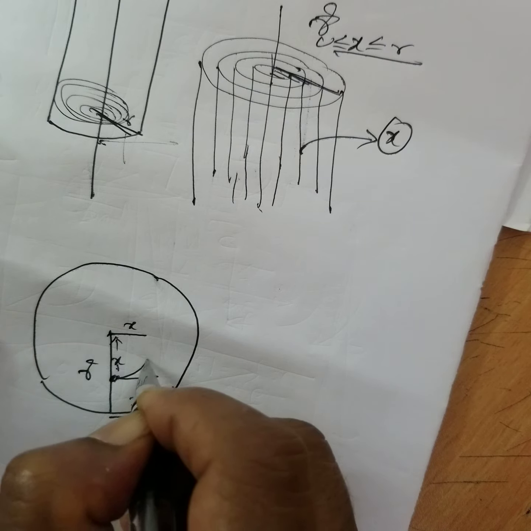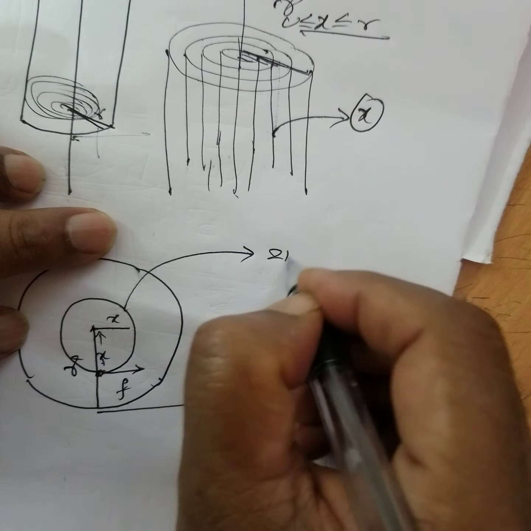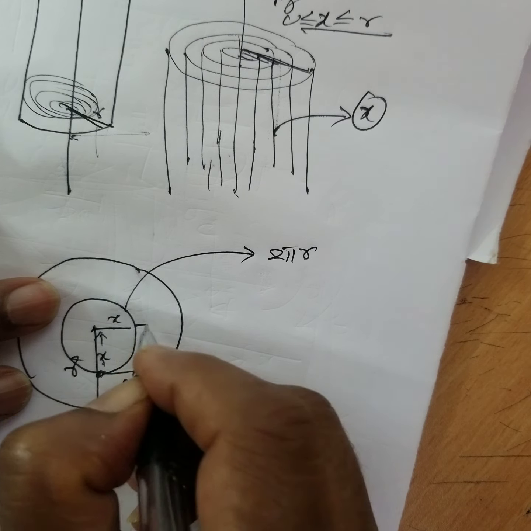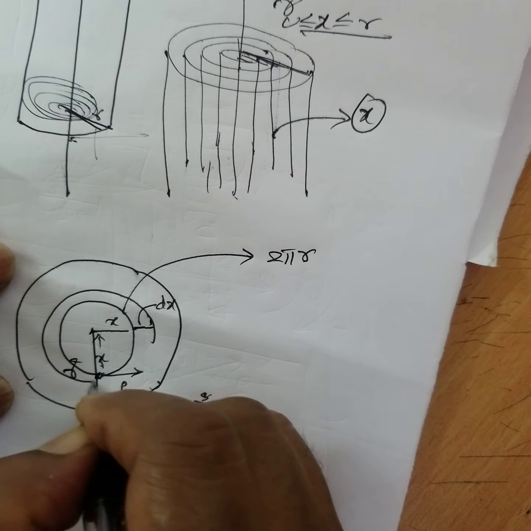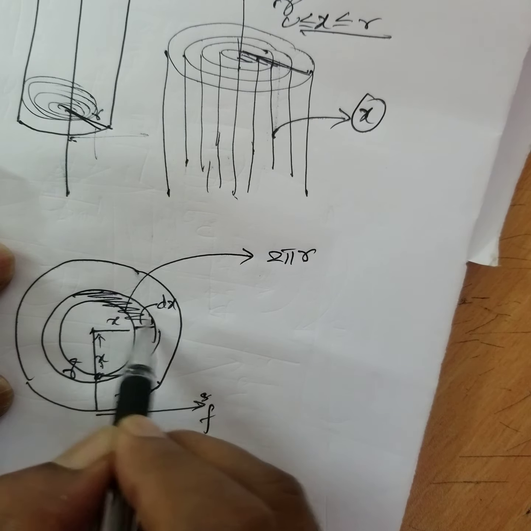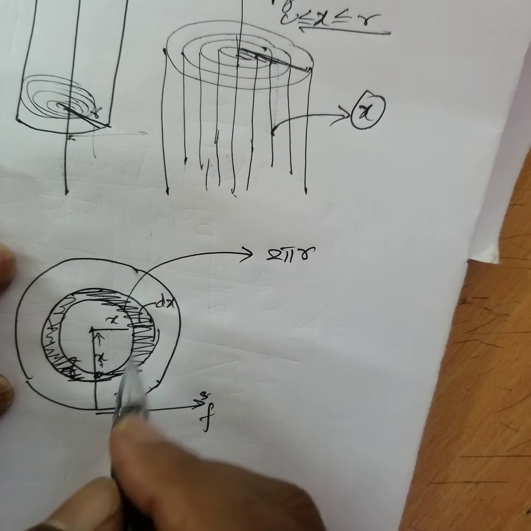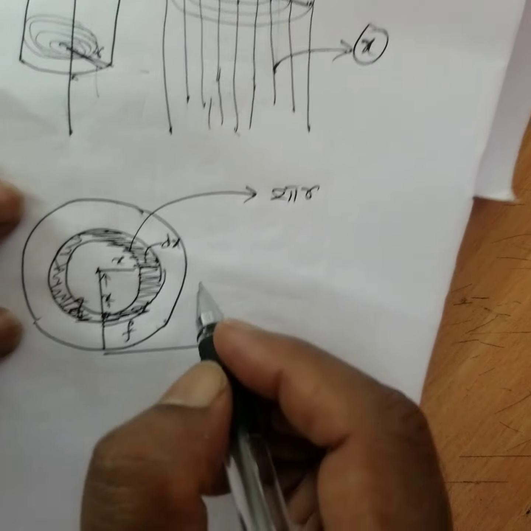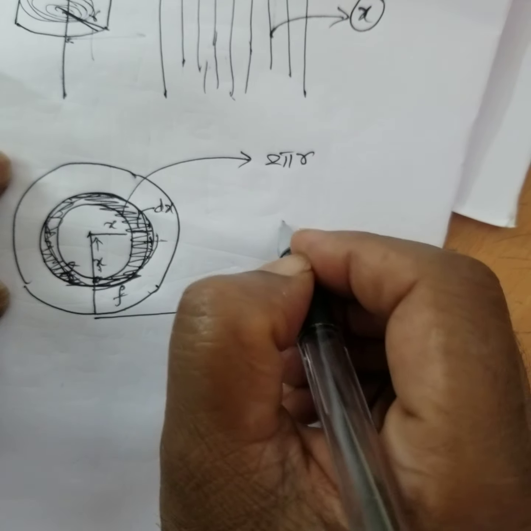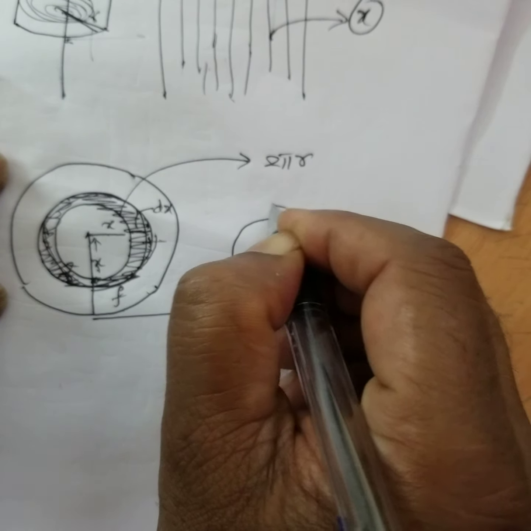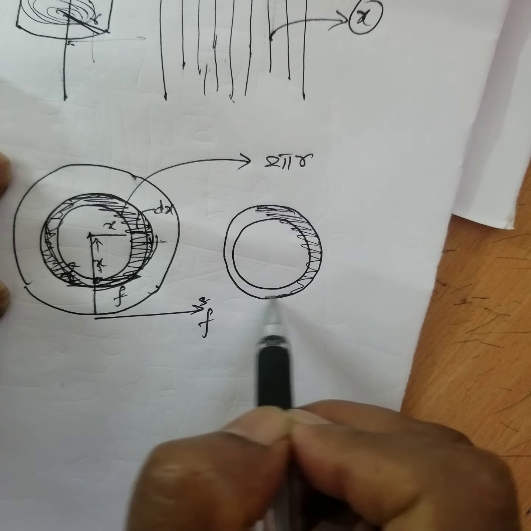Now I will draw a small circle here. What is the circumference? 2 pi r. Consider a width dx and form another annular ring. Calculate this area. You are applying a force, so what is the stress on this area, the annular ring? This means I take this annular ring alone. I take this annular ring.